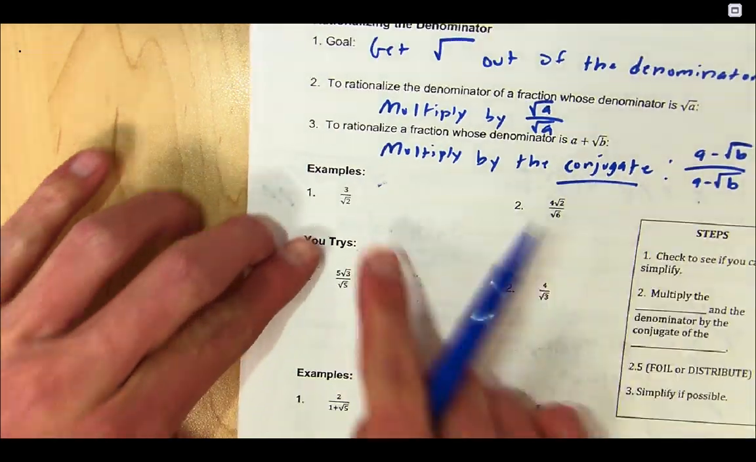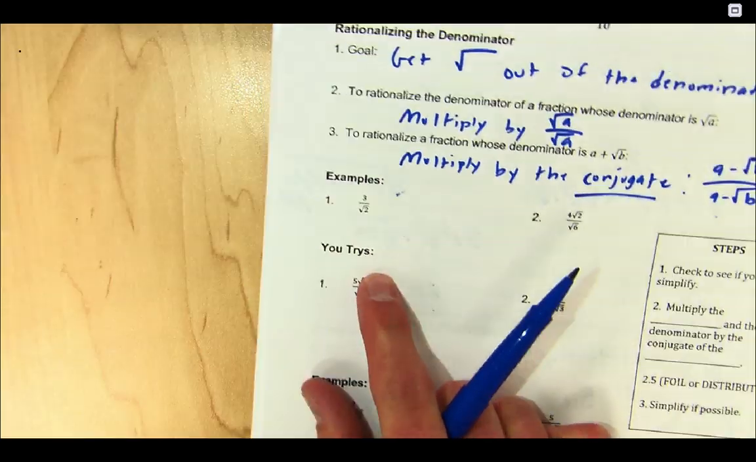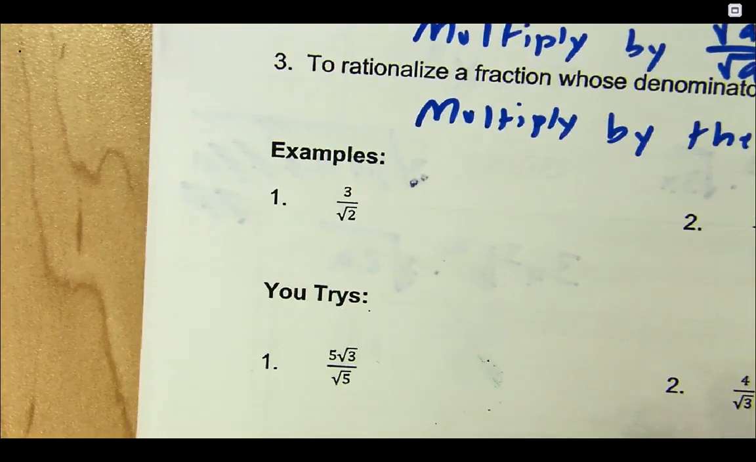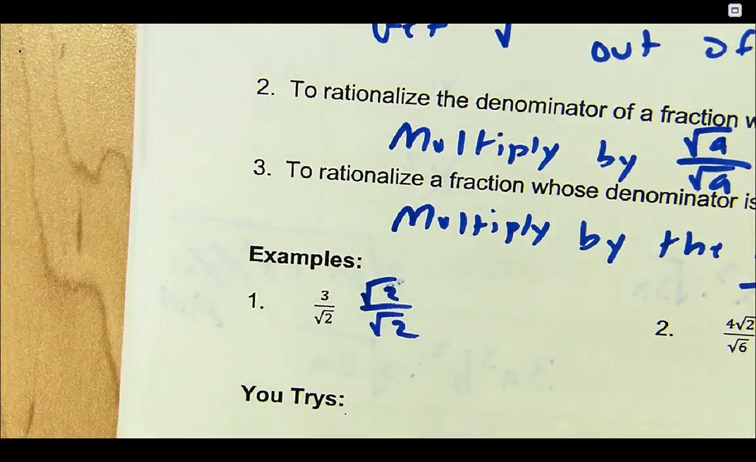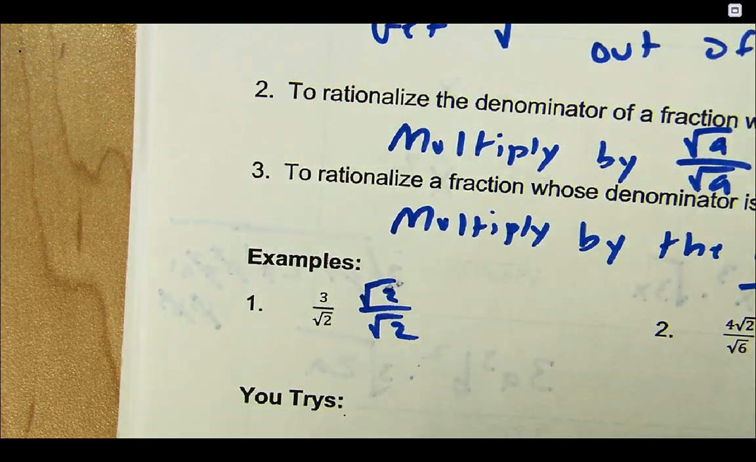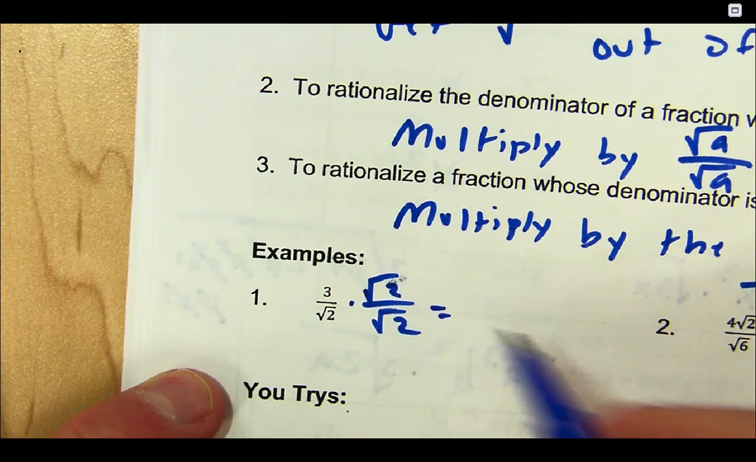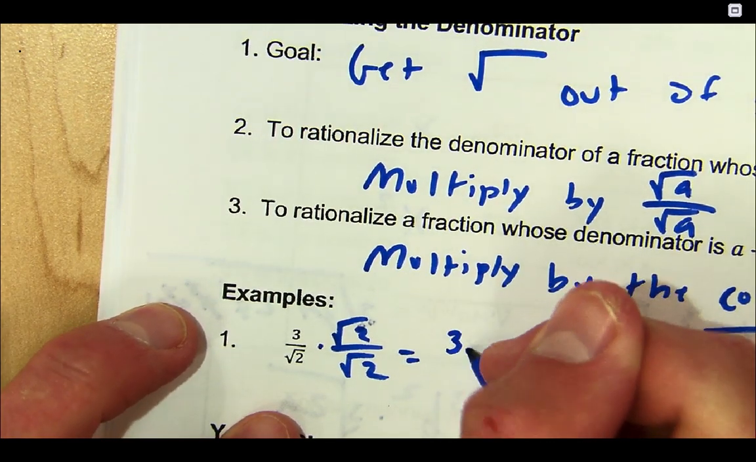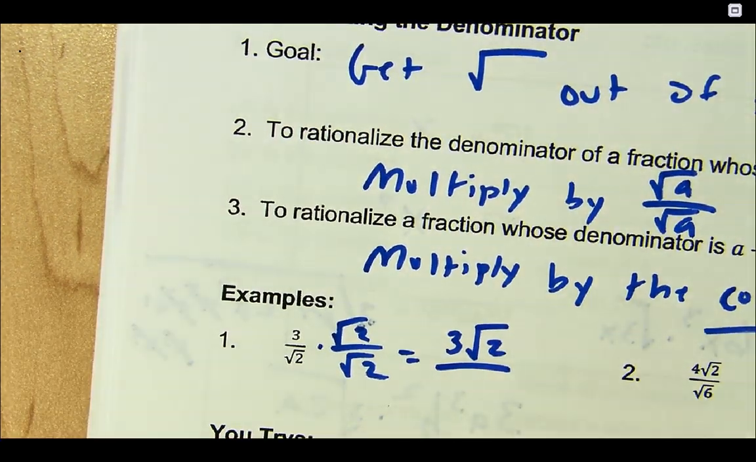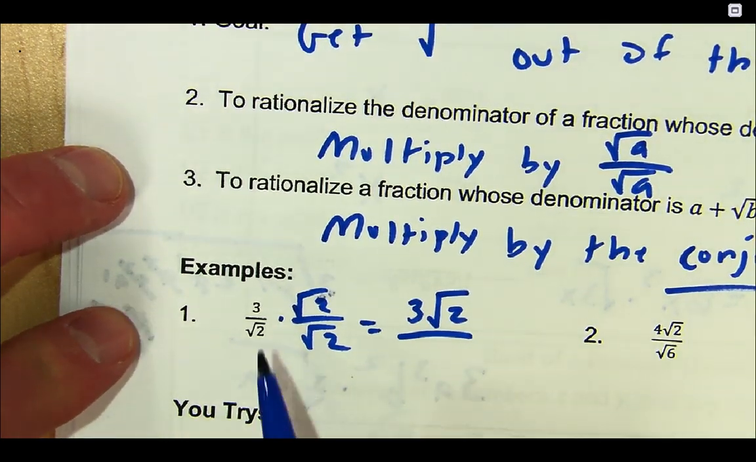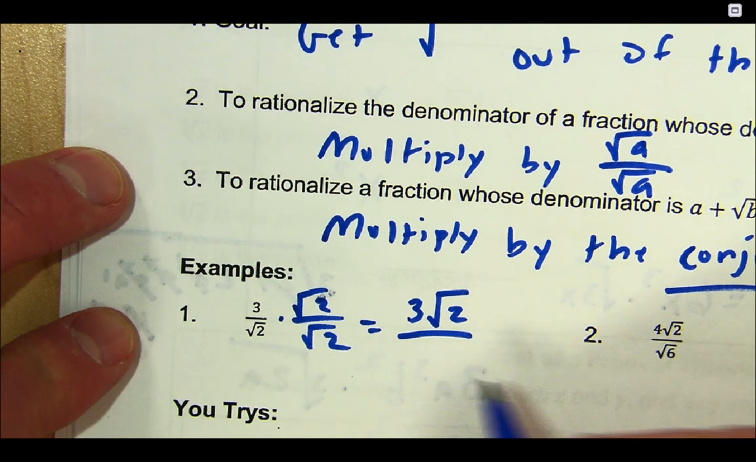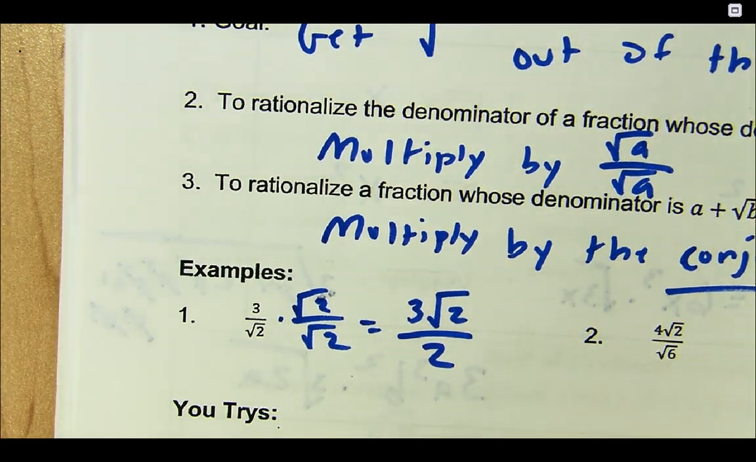So these are ones that you've done before. So you have 3 over the square root of 2. So to get the rat out of this basement, you're going to multiply top and bottom by the square root of 2. And you multiply straight across. So 3 times the square root of 2 is just 3 root 2. And then the denominator, root 2 times root 2, the square roots kind of cancel out, and you're just left with a single 2.